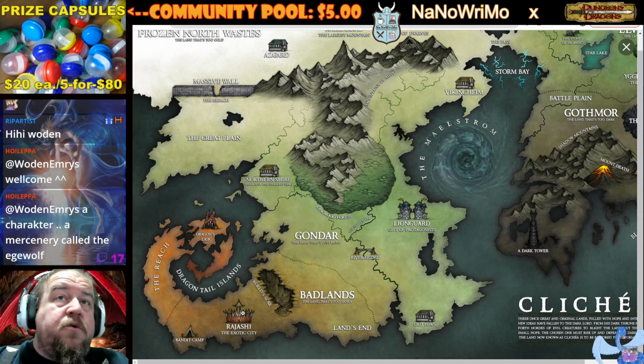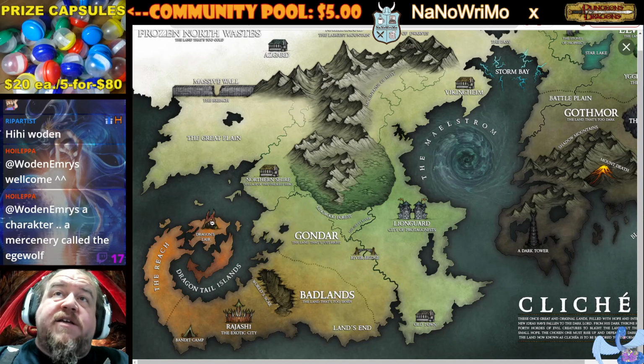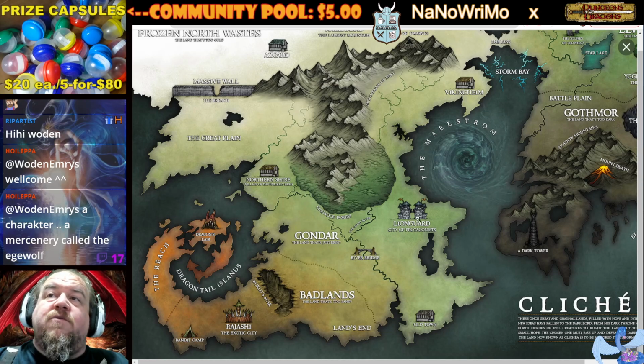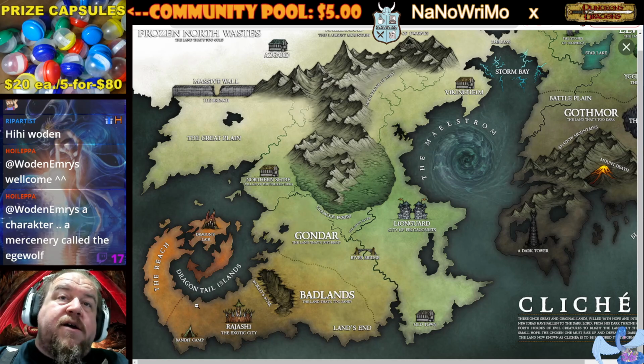But we must go and find out what's happening, because if the dragon wakes up, what's the first place that might get attacked? Maybe not Rajashi, which might be used to living by the dragon, but it would be the Northern Shire, then blazing across Gondar, the land that's just right, all the way to Lionsguard, City of Protagonists. And so we make our way there, having to pass through the bandit camp.